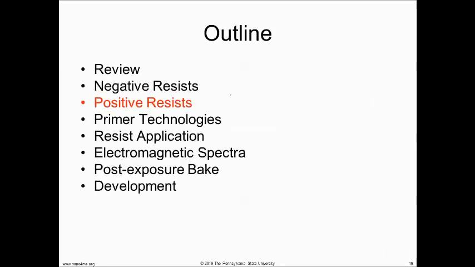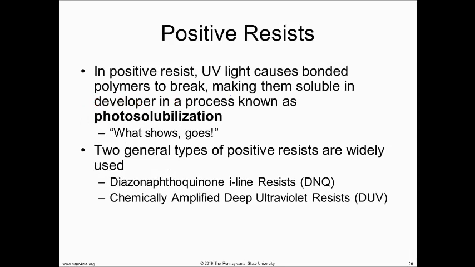So now let's look at my other photoresist, positive. So in positive resist, UV light causes the bonded polymers to break, making them soluble in the developer, in a process called photosolubilization. So in this one, we're going to say where the light hits the polymer, it breaks it. So what shows, what hits the light, goes. Does everybody see that? So the light breaks the bonds.